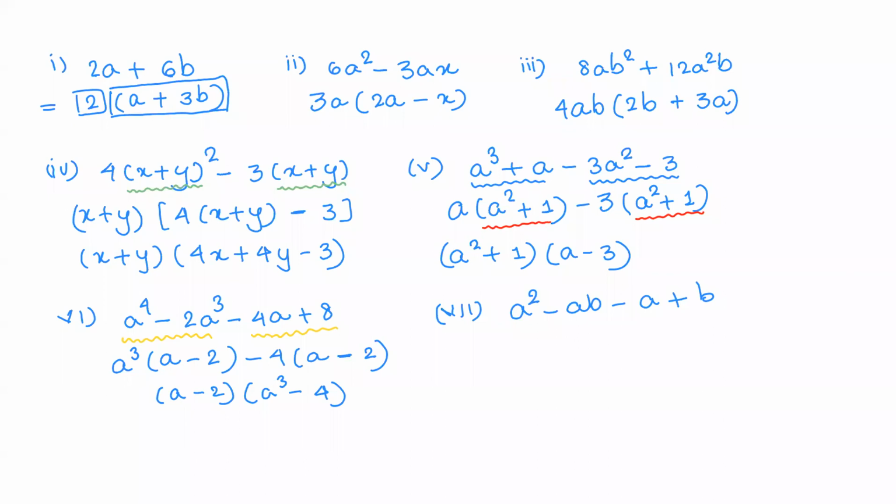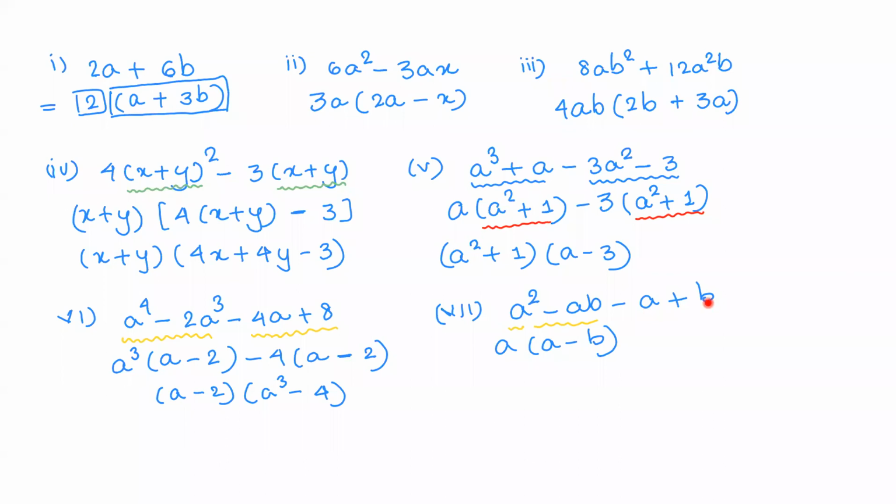See, from the first two terms, if you see a square minus ab, you can take out a common. If you take out a common, what remains inside the bracket? a minus b. Now in the next two terms, you are left with a and b. You can't take out anything common.